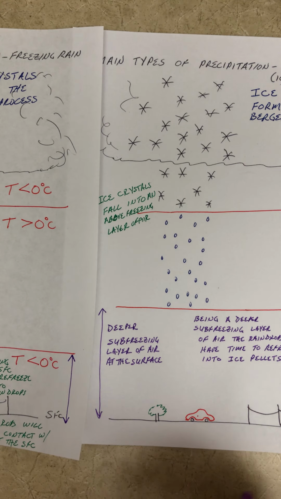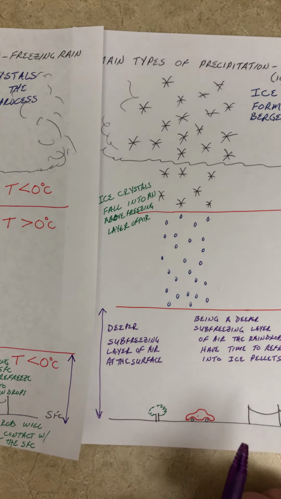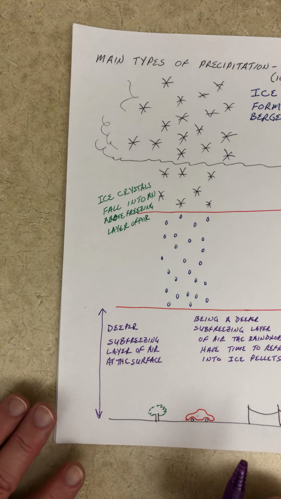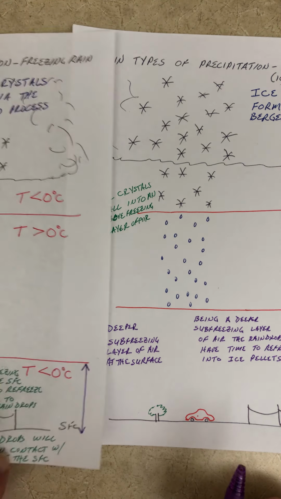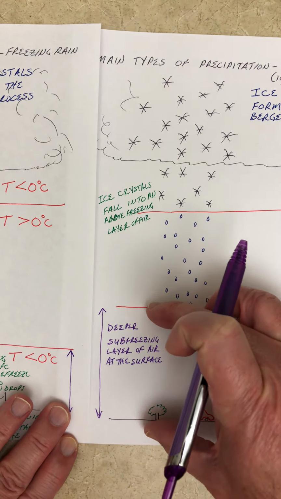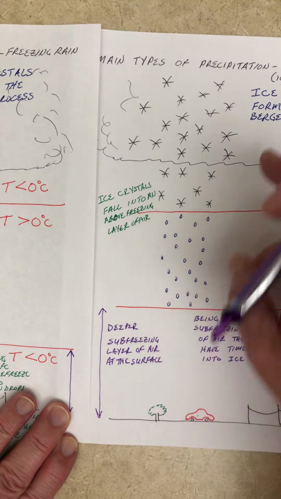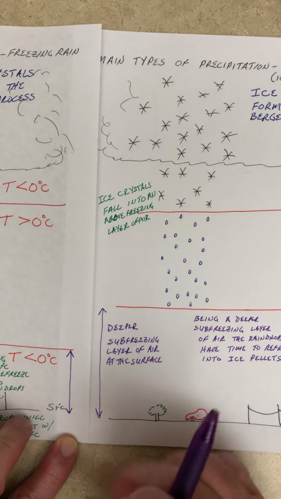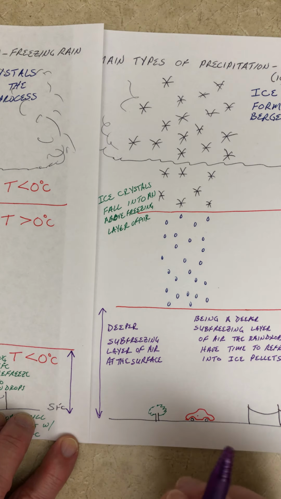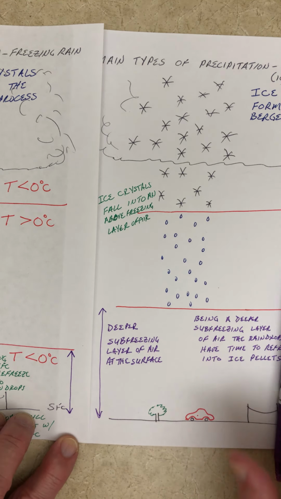So again, there's no magic depth to determining whether it's going to be freezing rain or sleet. Okay, all we know is that the deeper that sub-freezing layer of air is at the surface, the more likely it's going to be sleet. The shallower that sub-freezing layer of air at the surface, the more likely it's going to be freezing rain. Okay, so next we cover hail, the last one.